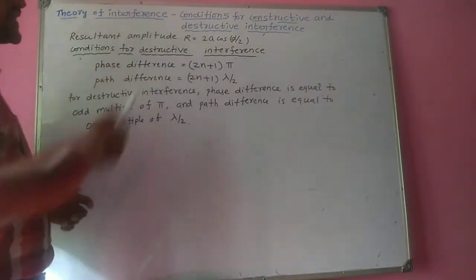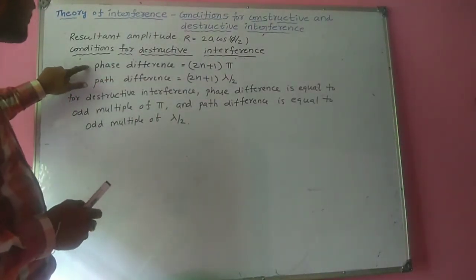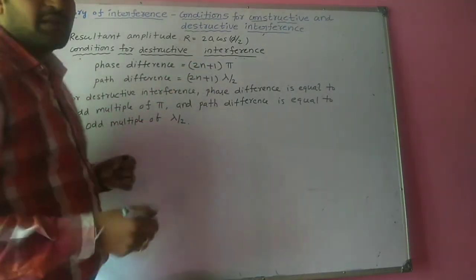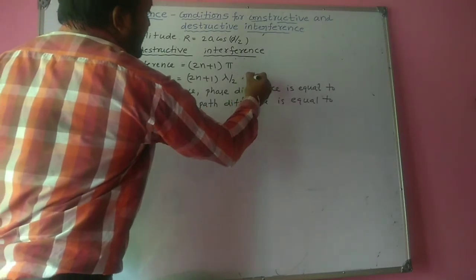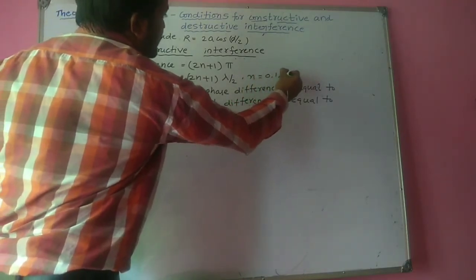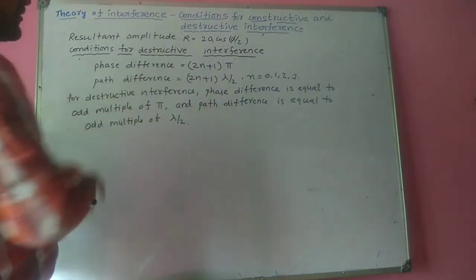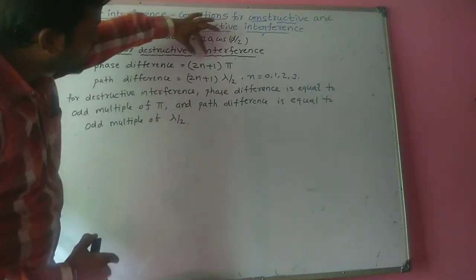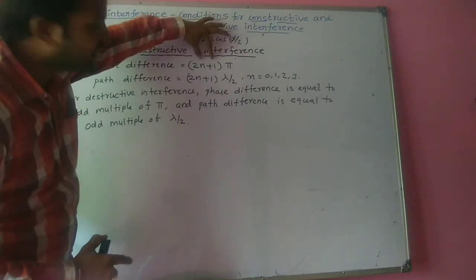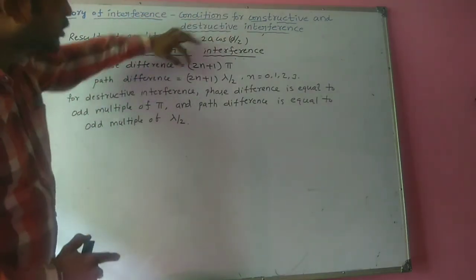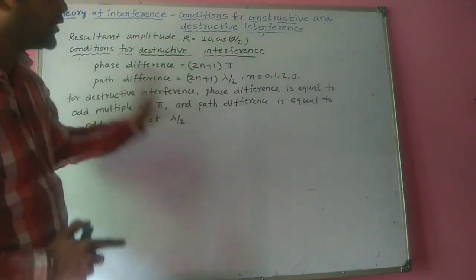These are the conditions for destructive interference. In terms of phase difference, it is 2n plus 1 into pi. In terms of path difference, it is 2n plus 1 into lambda by 2, where n is equal to 0, 1, 2, 3 and so on. So for destructive interference, the phase difference is an odd multiple of pi. 2n plus 1 gives odd. That is an odd multiple of pi. And the path difference is equal to an odd multiple of lambda by 2.